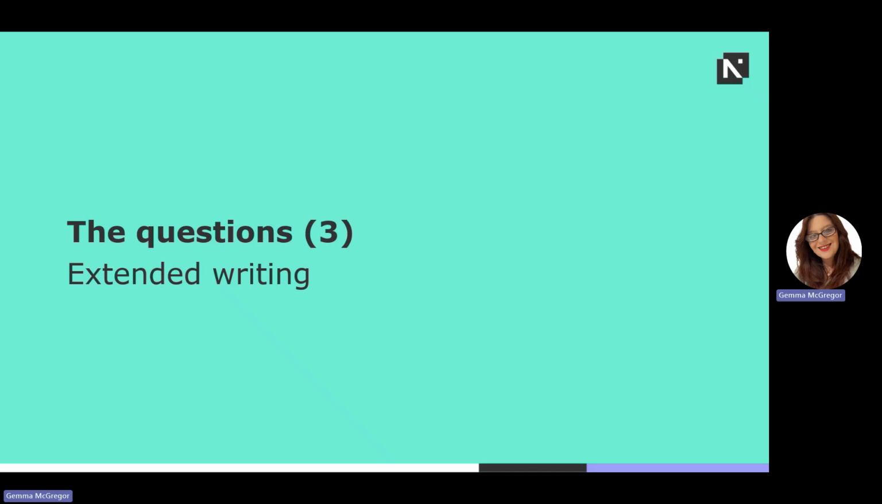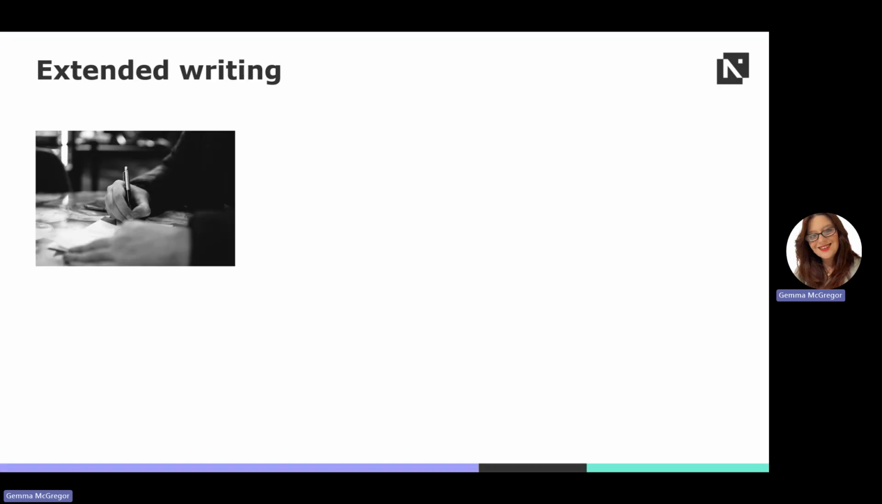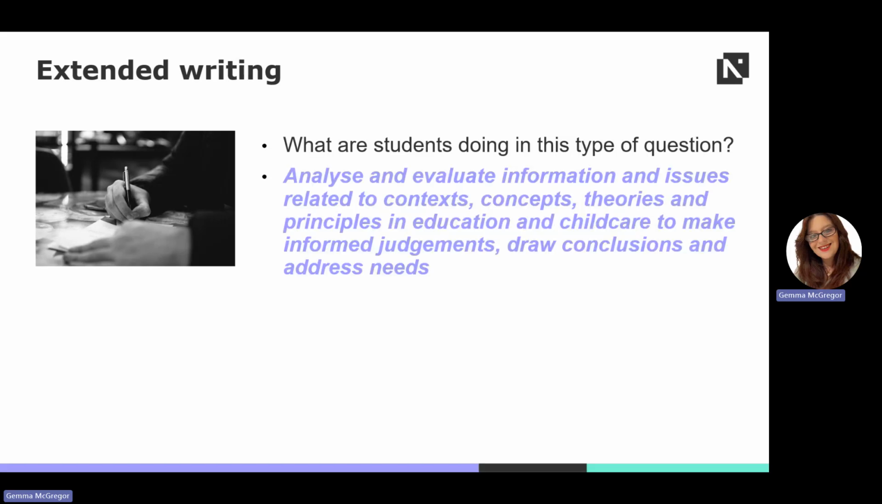Next, we move on to the extended writing questions. These are probably the most daunting type of question for students and the ones that present the biggest of challenges. It's useful to consider what the students are being asked to do when answering these questions, and it's here they'll be most likely to include AO3 level skills such as analysis, evaluation, and making judgments.